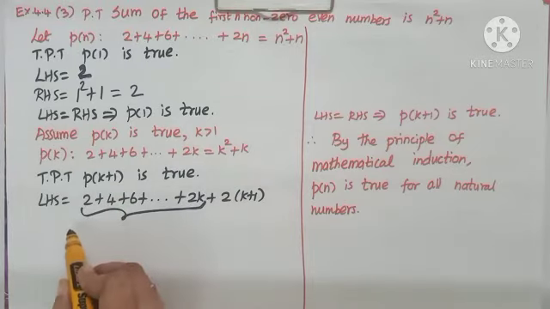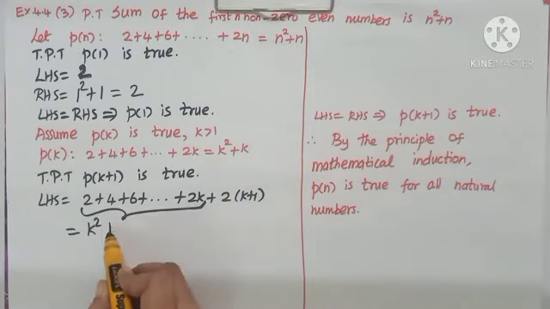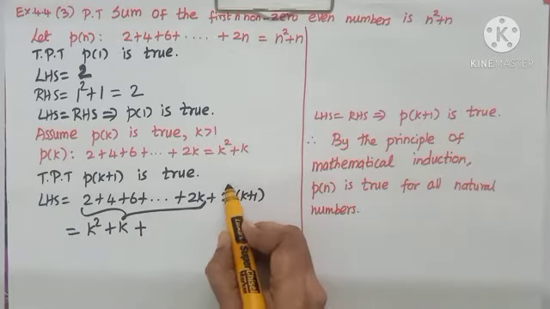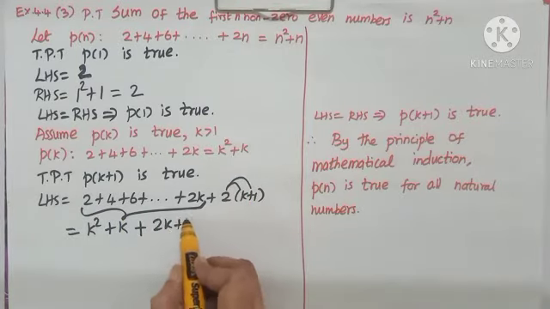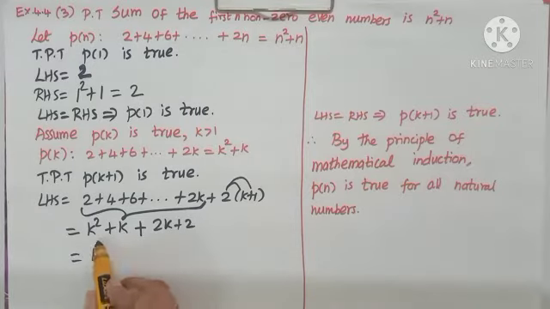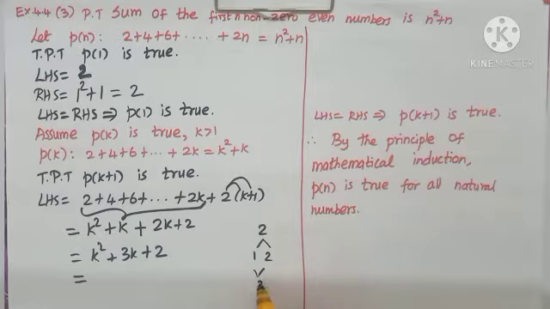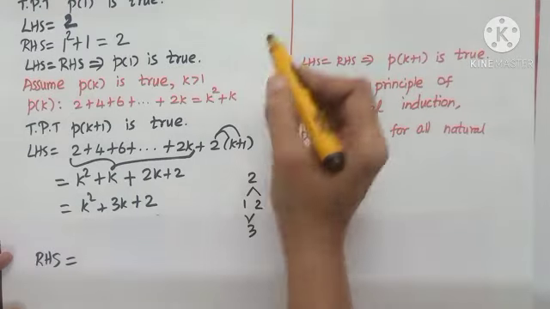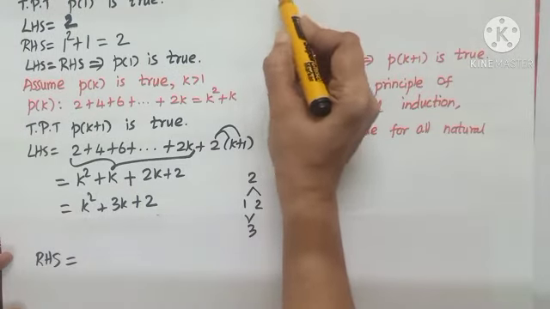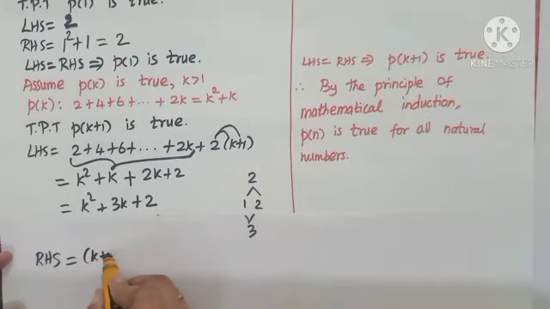To 2k, I can write k square plus k plus 2 into k, 2 into 1, that is 2k plus 2, which becomes k square plus 3k plus 2. Factorize. I get (k plus 1) into (k plus 2). This is LHS. RHS will be n square plus n. Wherever n is coming, put k plus 1. (K plus 1) the whole square plus (k plus 1).